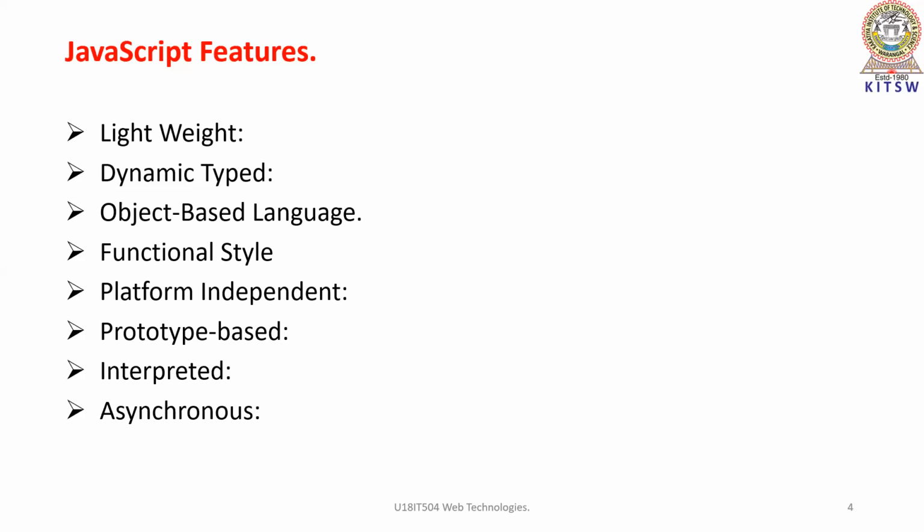Next one, asynchronous. This means JavaScript supports promises, which enable asynchronous requests, wherein a request is initiated and JavaScript does not wait for the response, which at times blocks the request processing.